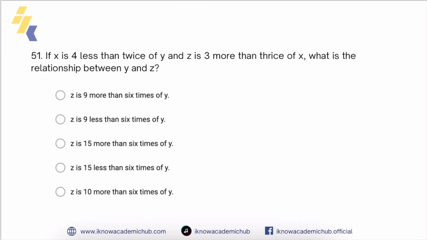51. If x is 4 less than twice of y and z is 3 more than thrice of x, what is the relationship between y and z? So we have here x is equal to 2y minus 4, since 4 less than twice of y, and z is 3x plus 3, since 3 more than thrice of x. And we have to know the relationship between y and z.